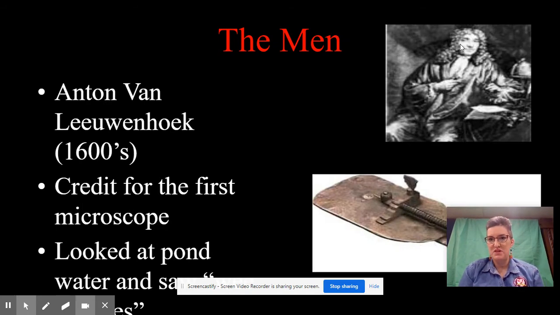So we should probably get started with talking about the individuals here that are involved with this whole process. One of the very first guys that we have to give credit to is Anton van Leeuwenhoek from the 1600s. We give him credit for having the first microscope, although it wasn't very complex. He looked at pond water and he saw a whole bunch of little creepy crawlies moving around in this pond water, and it was pretty important. He called them wee beasties.